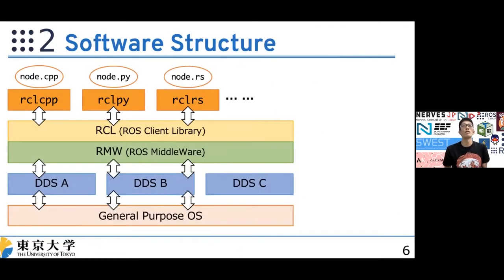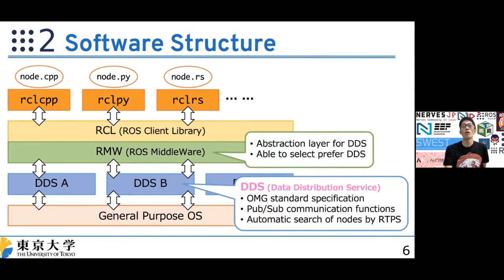Next, I explain the software structure of ROS2 in detail. Please note that there are two major versions for ROS, ROS1 and ROS2. From here, we will discuss ROS2. The most important component in ROS2 is DDS. That is standardized by Object Management Group, OMG. The DDS layer provides publish-subscribe communication functions, and also the RTPS protocol in DDS can automatically search for communication partners.